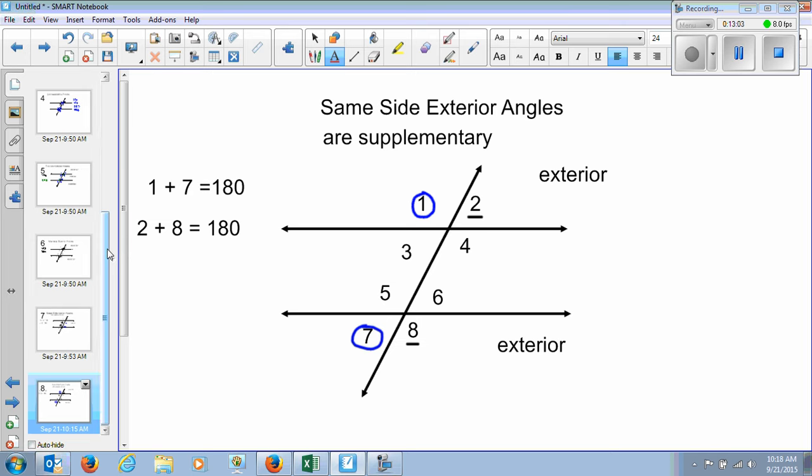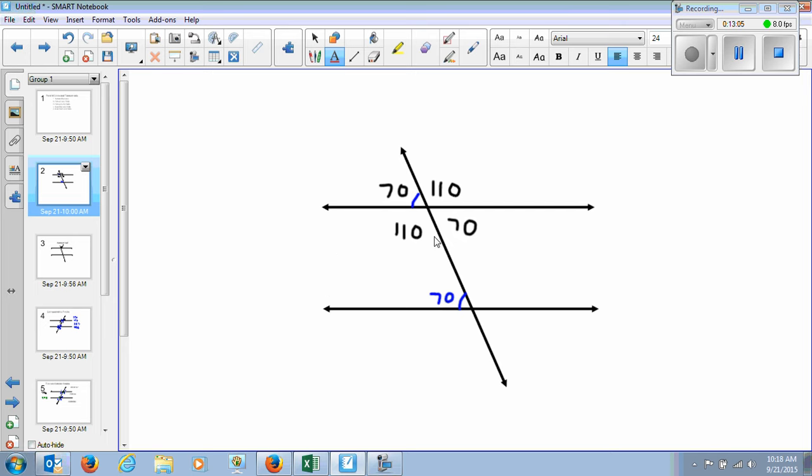So let's lastly go back to this last thing here, and we should be able to fill in the rest of these values. If this is 70, that's 70 because they're corresponding. If this angle is 70, this angle over here is also 70 degrees because they are alternate exterior angles. Or you could see that 110 and 70, same side exterior, must be supplementary. If I look here at this 70, I know that this angle down here is same side exterior with 70. So it's got to be supplementary.